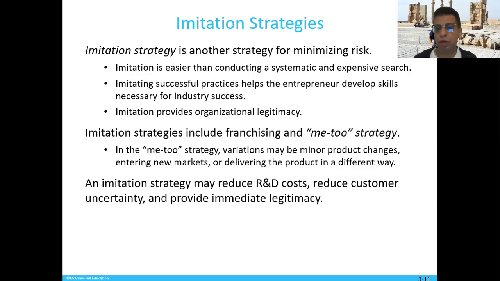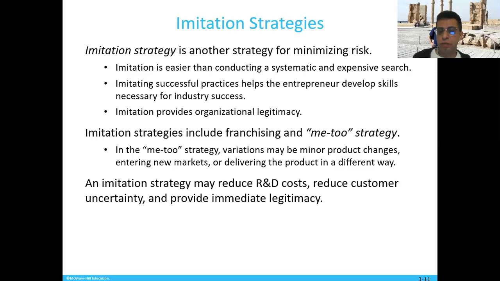Imitation strategies include franchising and the Me Too strategy. In the Me Too strategy, variation may be minor product changes, just like what I said about the Second Cup in Arbil, or it could be the next door guy, the real Pizza Hut, doing it. And entering a new market, or delivering the product in a different way. There is something where they cannot shut you down for patent or copyright or the competition. So they cannot do that.